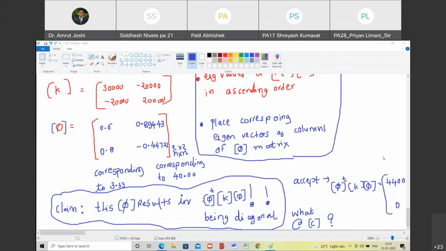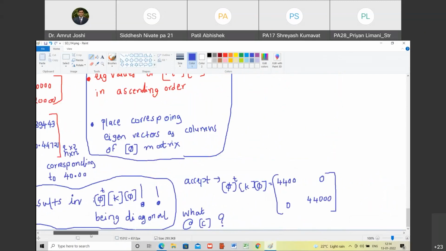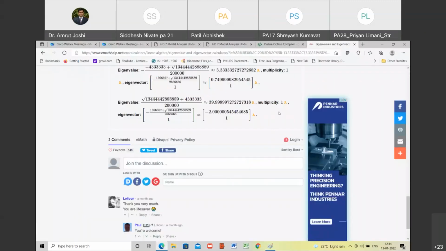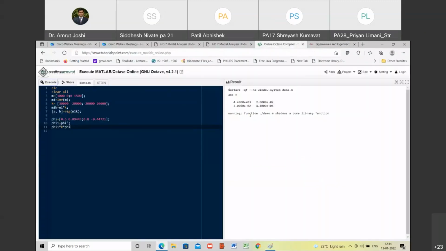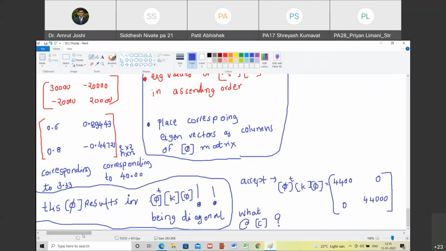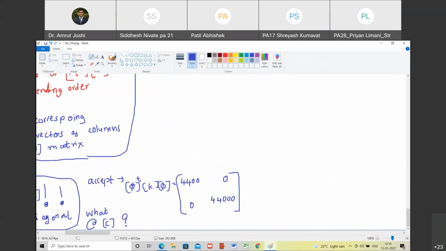Are you with me? So I will write down that. And this is 44,000, if I'm right, because 10 power 4, here 10 power 3. Are you with me? Okay, fine. Let us go ahead with this. So I have got this value, phi transpose K phi.